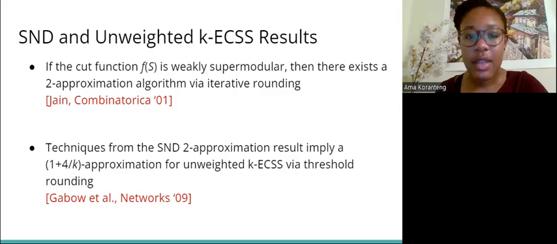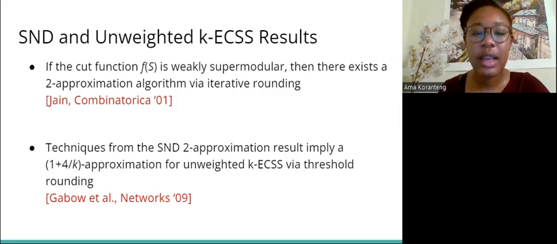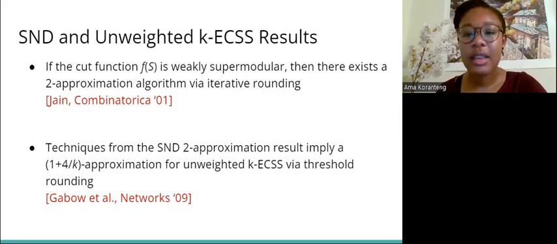And then in a follow-up paper, Gabow and others observed that the techniques used in Jain's paper directly imply a 1 plus 4 over k approximation for the unweighted KECSS problem, and they make the observation that you can do this with a much simpler threshold rounding scheme.